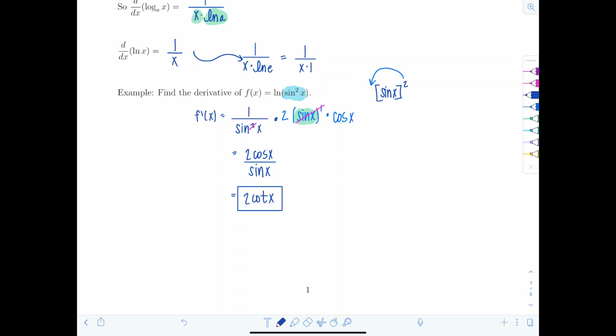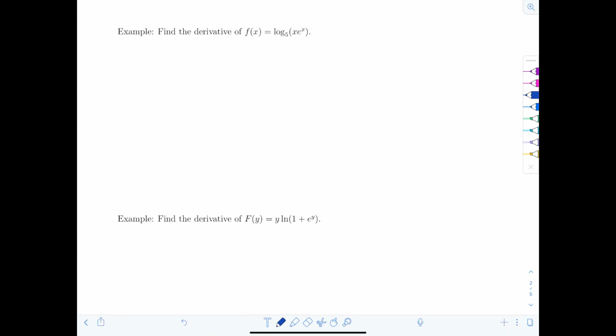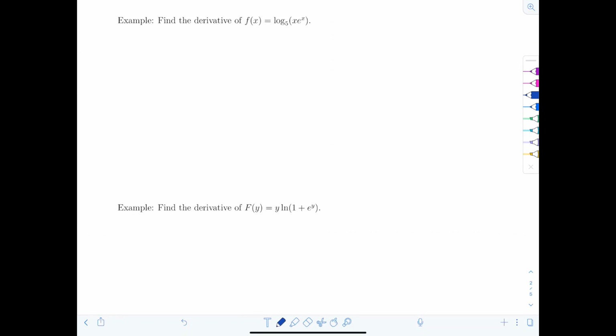All right, let's try another one. Let's switch up the base since we learned how to do that now. So find the derivative of f of x equals log base 5 of x times e to the x. Okay, so f prime of x is going to equal, as soon as you see a logarithm, you just take whatever the argument is, throw it in the denominator: 1 over x e to the x, and then, oh, the base is not e, which means I need ln of that base, which is 5.